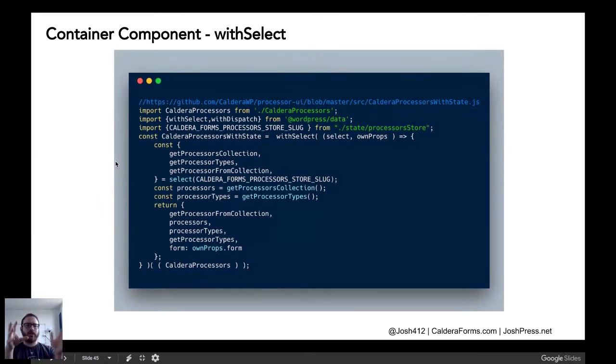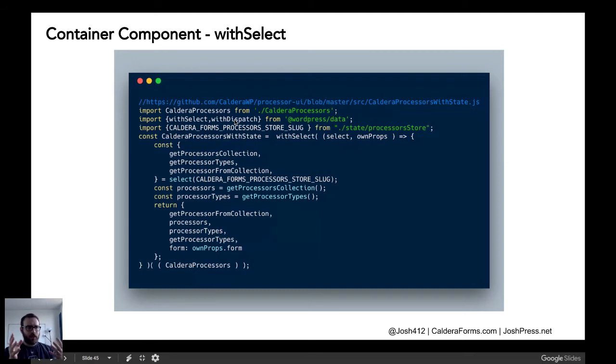So this is wrapping it with select. These are my selector functions here that I'm wrapping in this select function that WordPress provides to me. And it lets me go from this store that I've registered. I'm working kind of backwards here. And say, I need the get processors collection. I need the get processors types. And then these are props that are available in my components. So these are just making these props applied to the Caldera processors component, which you can see at the bottom is what's being wrapped here.